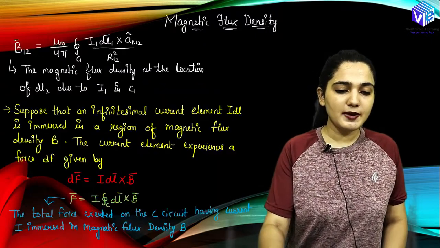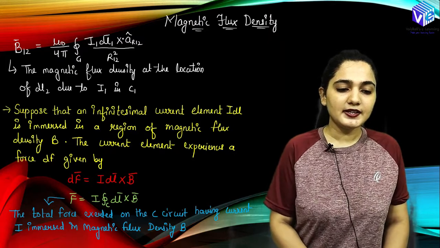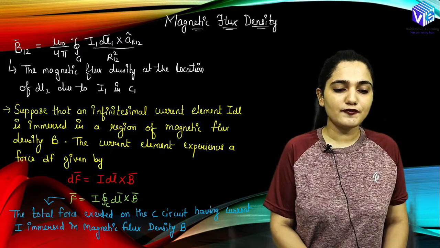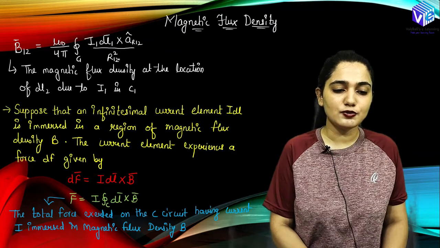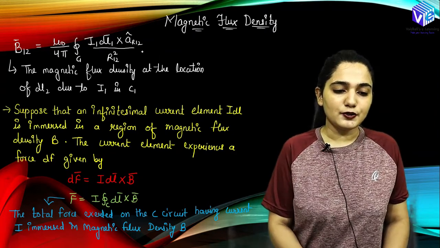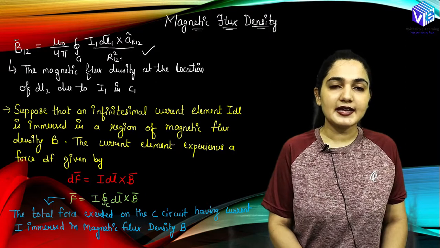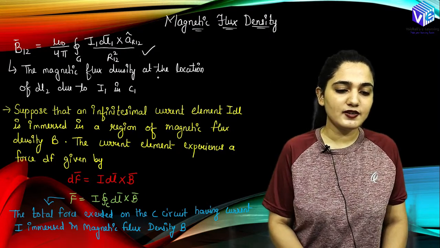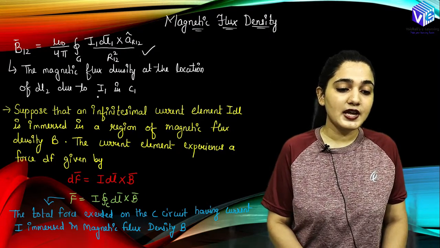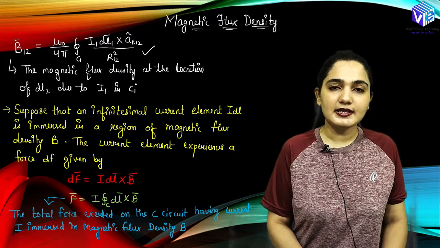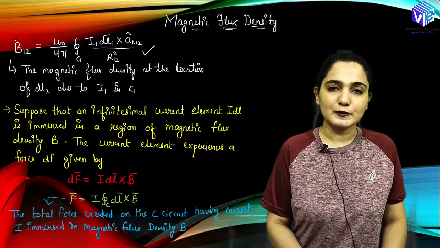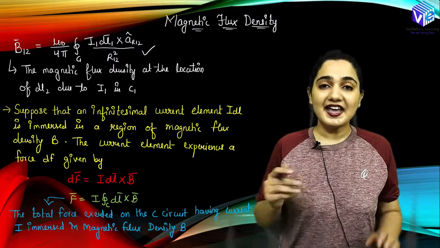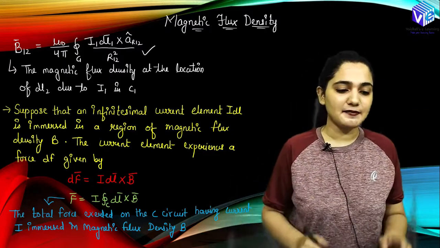So what would be my B12? The remaining term is B12, which is mu naught upon 4 pi integration over C1 of I1 dl1 cross AR12 cap upon R12 square. So this is my magnetic flux density. The magnetic flux density at the location of dl2 due to I1 in C1 is given by this equation. So this is how I can relate electrostatics and magnetostatics.